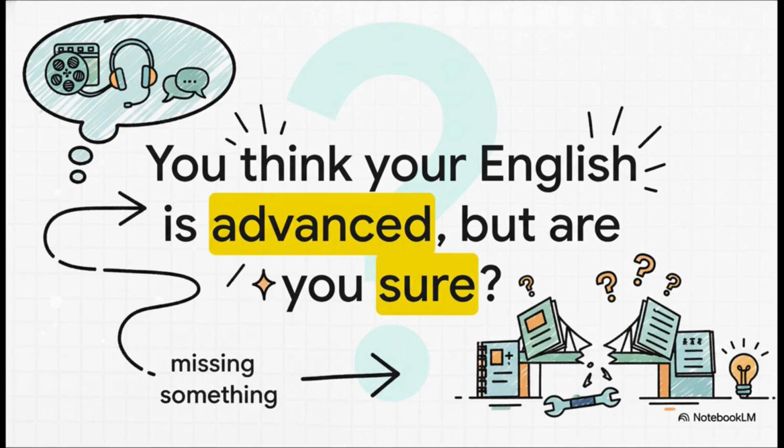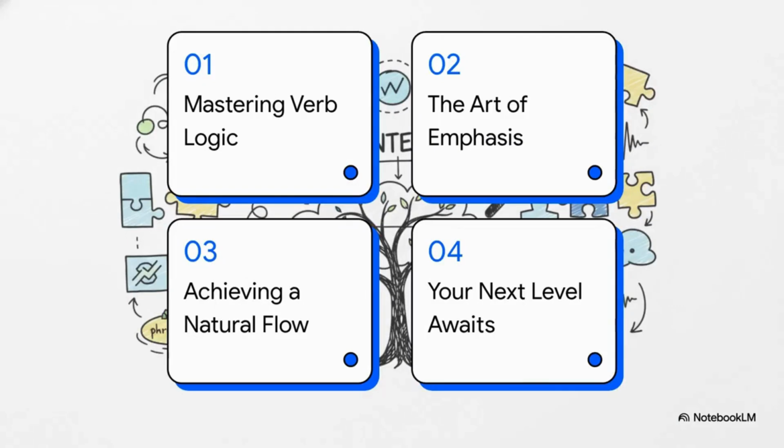So here's how we're going to break it all down. We've grouped these 12 rules into 3 big ideas. First, we'll get into the real engine of your fluency, verb logic. Then we'll look at the art of emphasis, which is all about making you sound more dynamic and interesting. And finally, we'll cover the little tricks that give your speech that natural, easy flow.